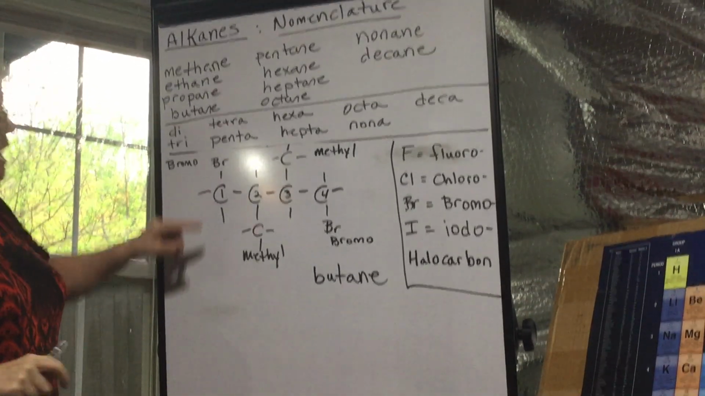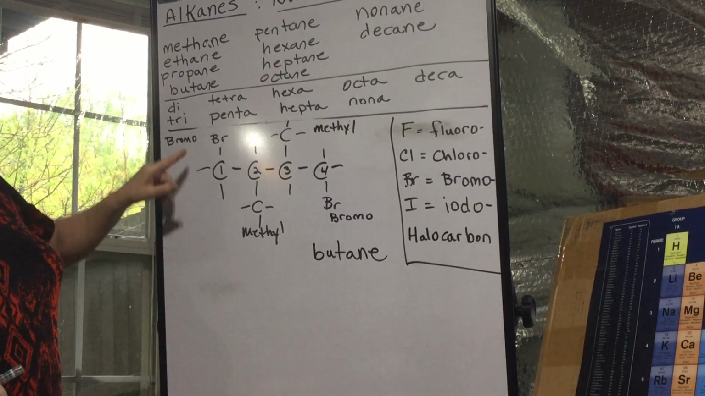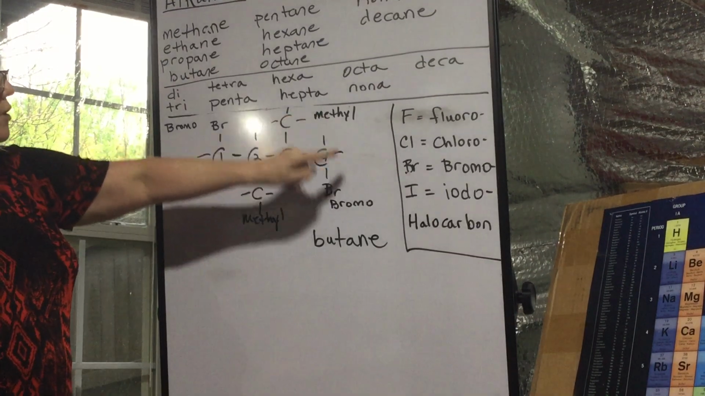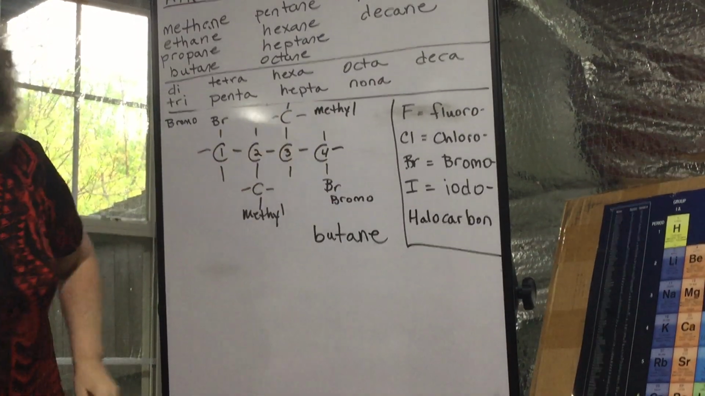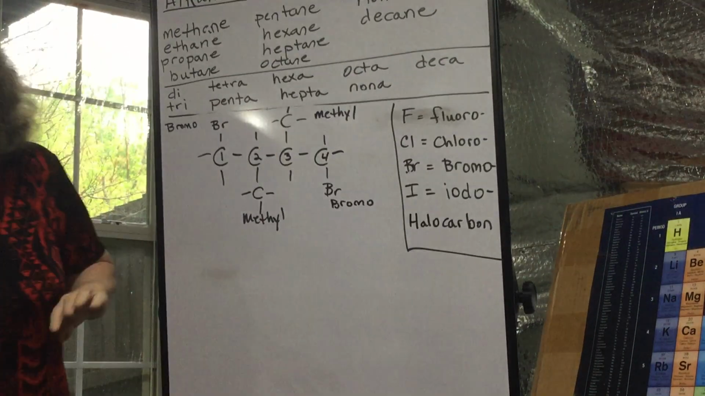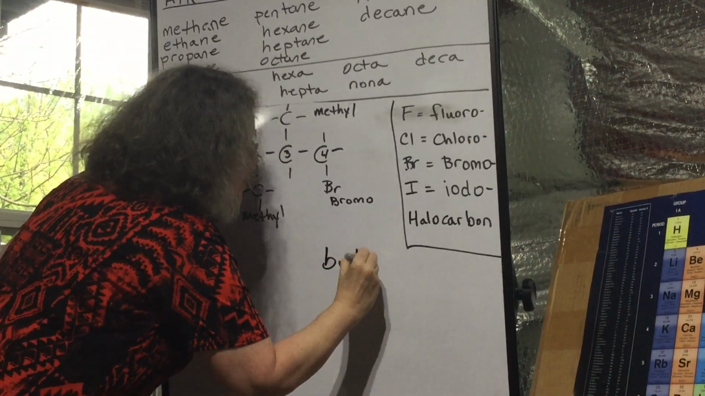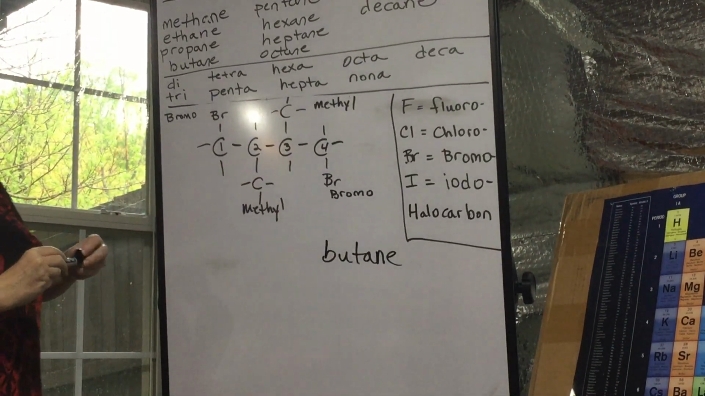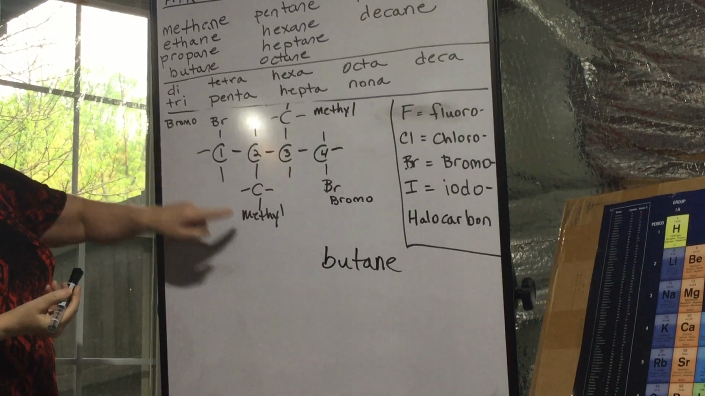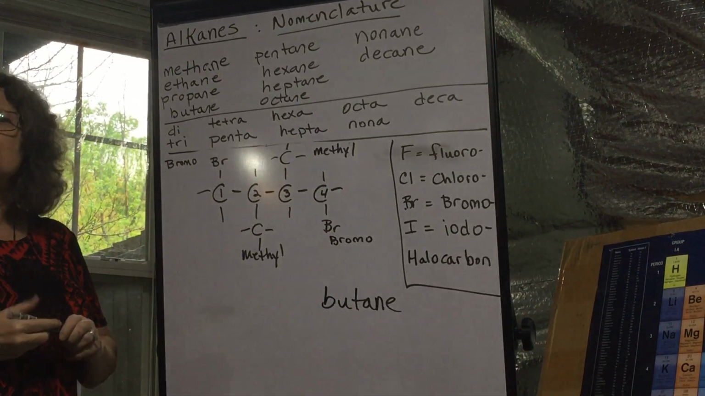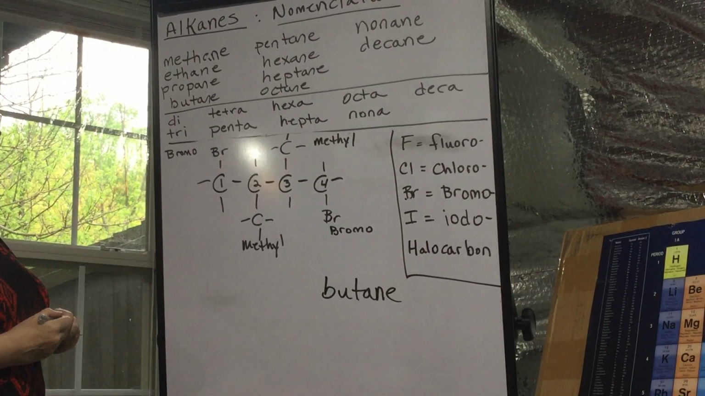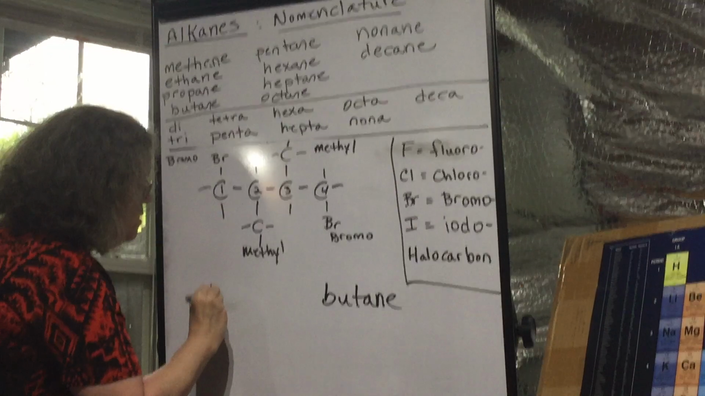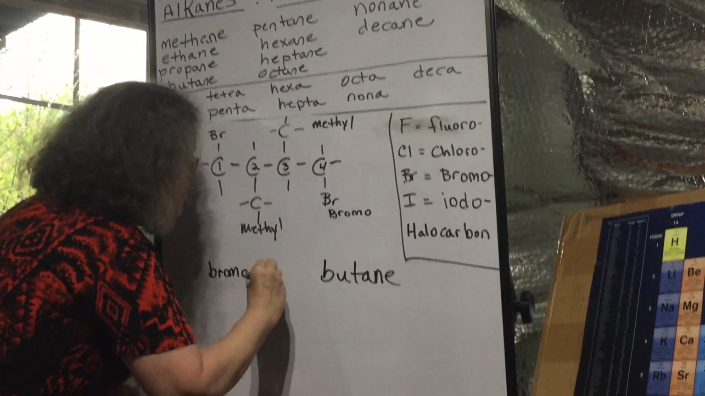So I have substituents. Remember, the side groups are called substituents. Bromo, methyl, methyl, bromo. I need to name them and put them here. I numbered my longest chain, 4-chain, butane. I've identified my substituents: bromo, methyl, methyl, bromo. I need to put them in alphabetical order. What comes first, bromo or methyl? Bromo. So I'm going to put bromo before methyl.